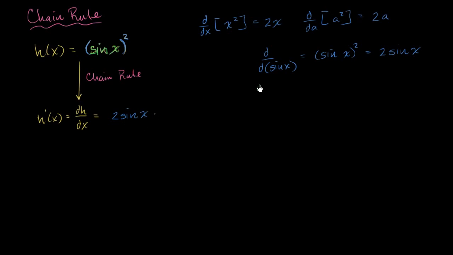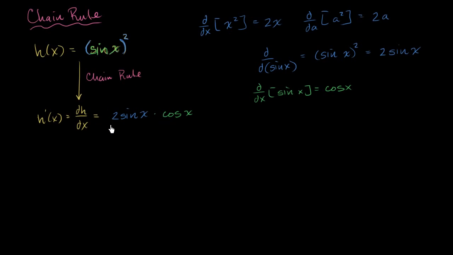Well, that's more straightforward, a little bit more intuitive. The derivative of sine of x with respect to x, we've seen multiple times, is cosine of x. So times cosine of x. And so there we've applied the chain rule. It was the derivative of the outer function with respect to the inner. So the derivative of sine of x squared with respect to sine of x is 2 sine of x. And then we multiply that times the derivative of sine of x with respect to x.